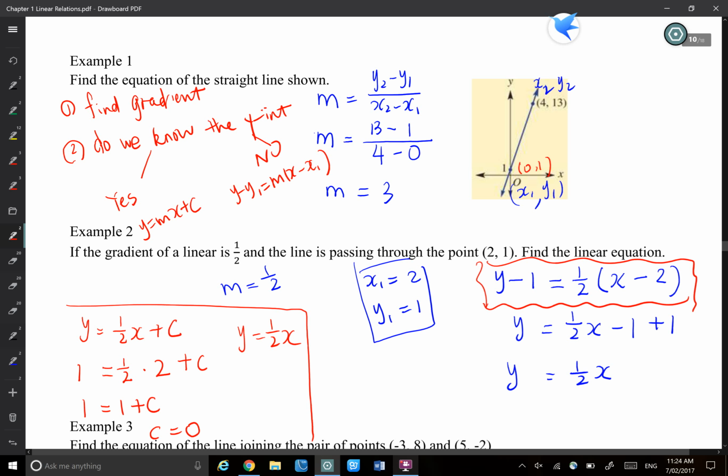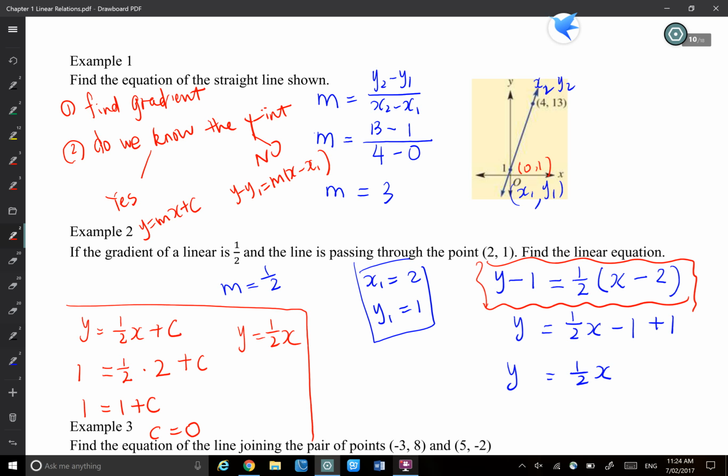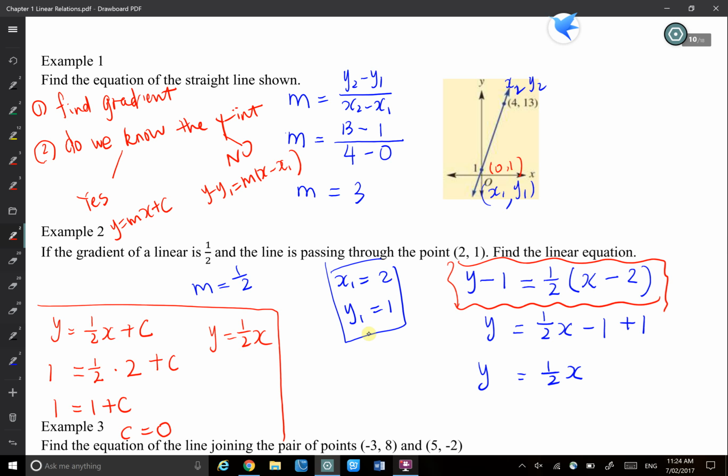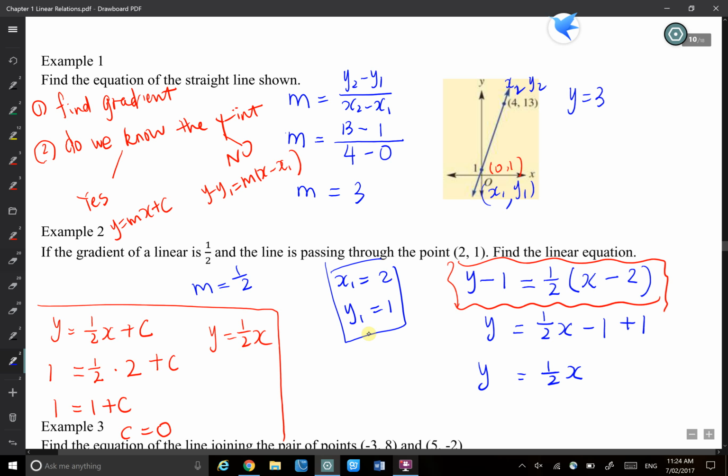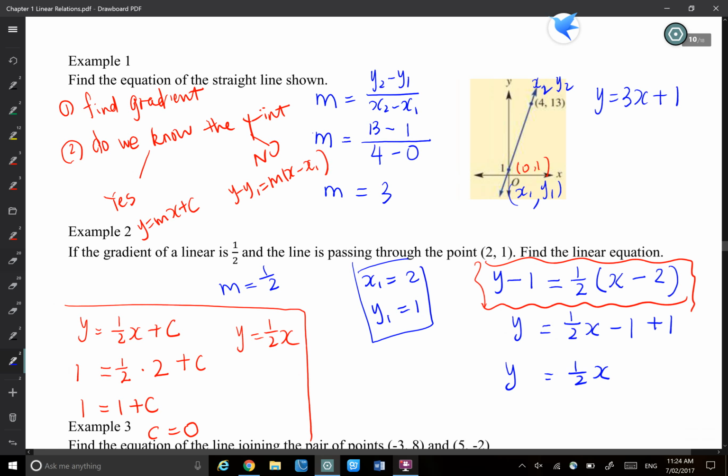Okay, so it's 2 cases. Finding the gradient is always the first thing you need to do to find linear equations, because if you don't know the gradient, you can't start anything. The second thing is, do we know the y-intercept? If we know the y-intercept, easy. We know m, we know c, we directly pop the values in. If we don't know that, we know a general point which is not the y-intercept, and I use this formula to work out the equation. So in this case, I know the gradient is 3, and I know the y-intercept is 1. So I can directly have y = 3x + 1.